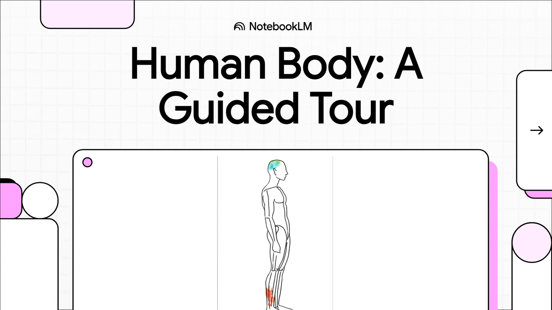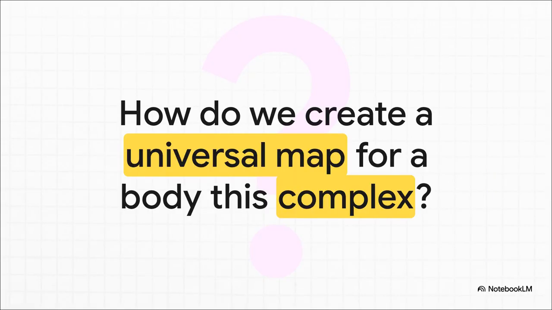All right, welcome. Think of this as your own personal tour of one of the most amazing things in the entire universe, the human body. But here's the thing, for any tour to make sense, you absolutely need a map. So that's the big question, right? How in the world do you create one single universal map for something this complicated?